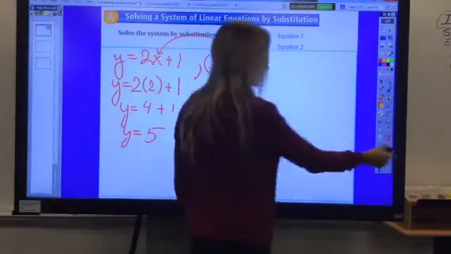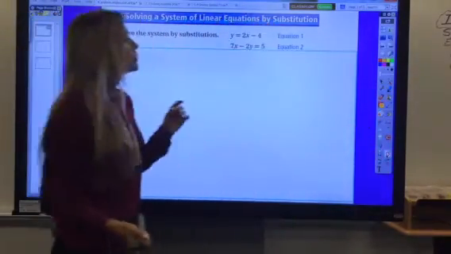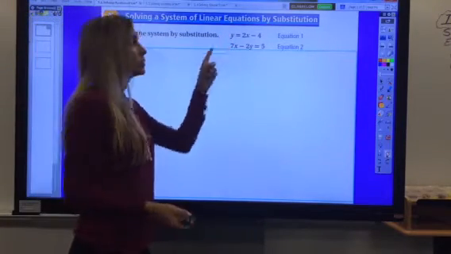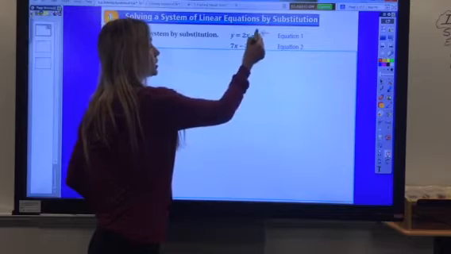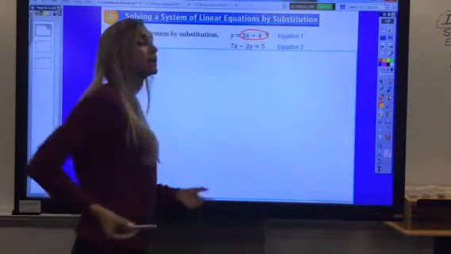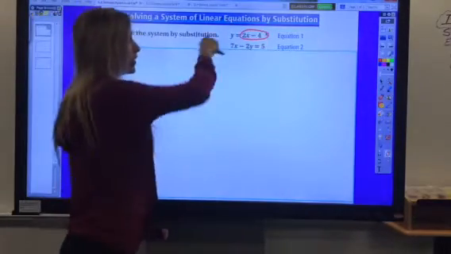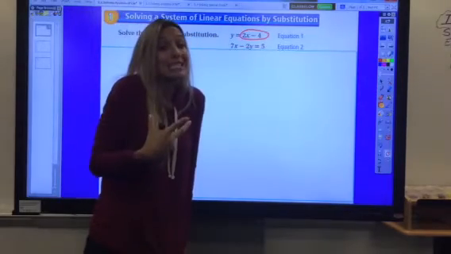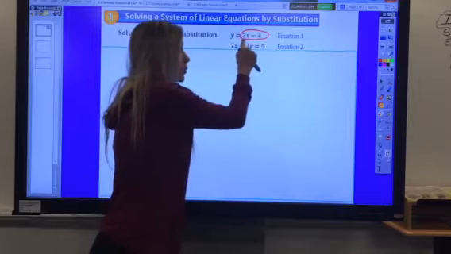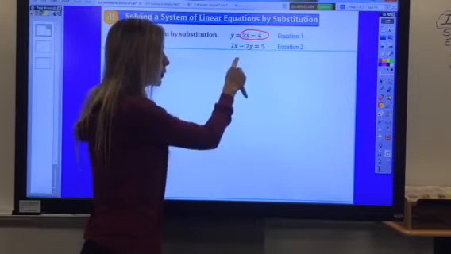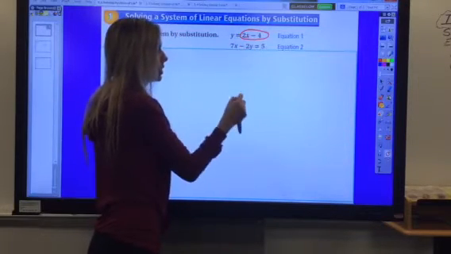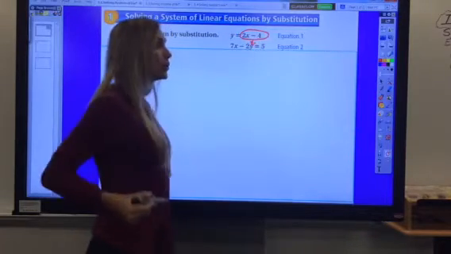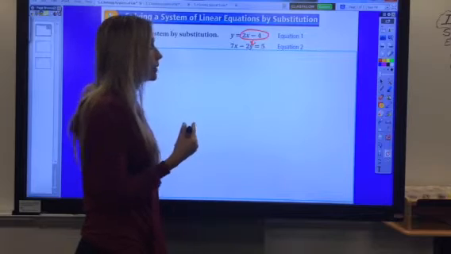Let's look at it. I have two equations. Equation 1 is telling me what y is equal to. Equation 1 says y is equal to 2x minus 4. So that variable is already solved, right? It is not equal to a number yet, but it's telling me what y is. So I'm going to use this knowledge, and I'm going to substitute that y for this y in the other equation. Why am I doing this?